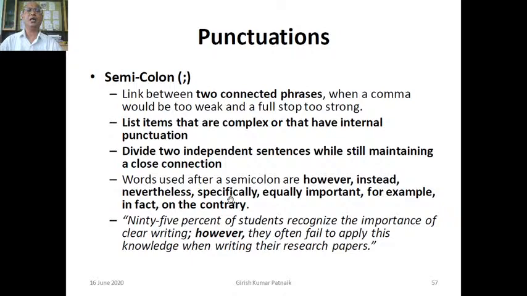Now you can see the example at the bottom. 95% of students recognize the importance of clear writing; however, they often fail to apply this knowledge. So before however, I'm using the semicolon. Fine. So like these words, however, instead, nevertheless, specifically, generally, you should use these words after a semicolon because that is how you connect two sentences.